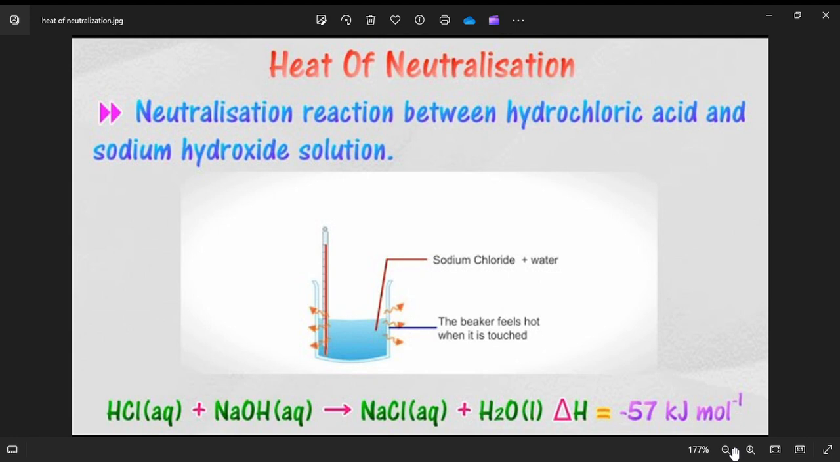Now, today we are looking at the heat of neutralization that is given out when hydrochloric acid reacts with sodium hydroxide solution. Now let's look at the manual and see the explanation that is given.